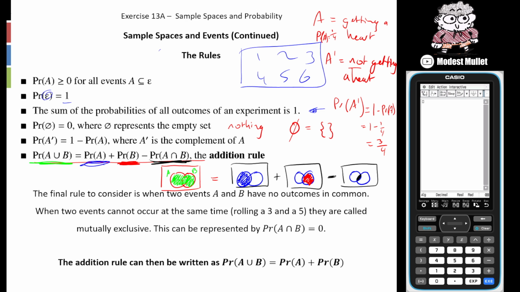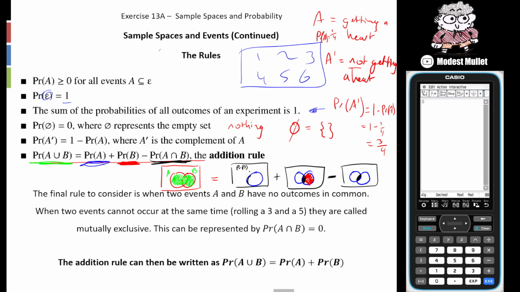Now, why do we have to take away that overlap in the middle? If we look, we're counting it once when we're doing the probability of A. Then we're actually counting it again when we do probability of B. We're getting it twice, so that's why we have to take it away.